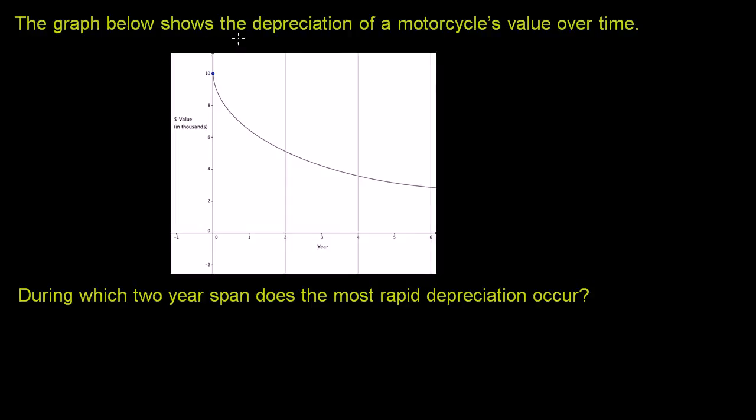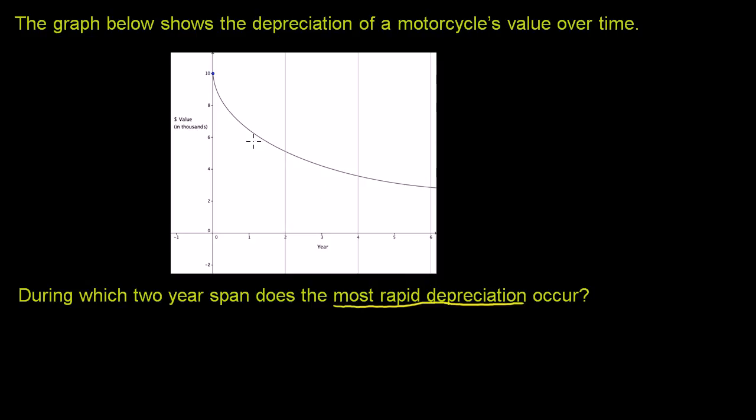The graph below shows the depreciation of a motorcycle's value over time. And they show us the graph, and they say, during which 2-year span does the most rapid, let me underline that, the most rapid depreciation occur. So depreciation just means loss in value.